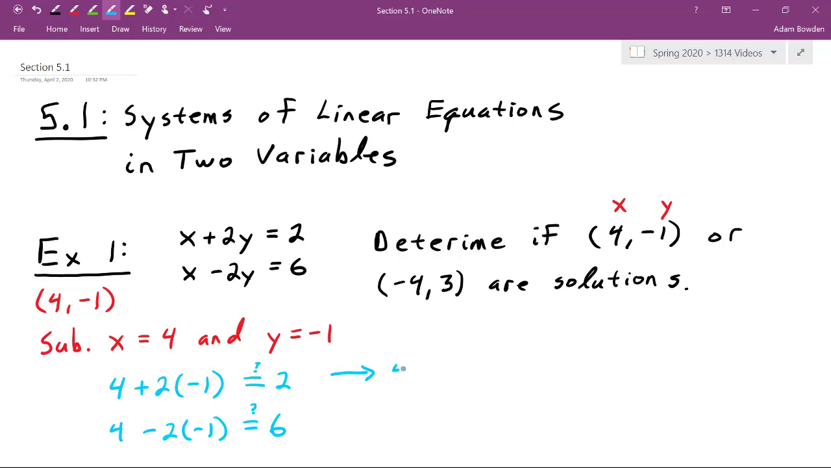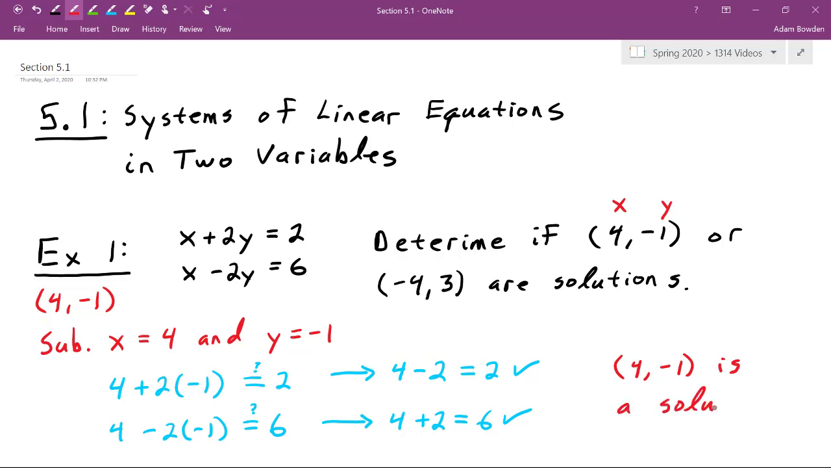On the first equation, that would be 4 minus 2. That does indeed equal 2, so that one checks out. Down here we'd have 4 plus 2, and that equals 6, so that one checks out. Since this value for x and y checks out in both equations, we can say that 4, negative 1 is a solution.